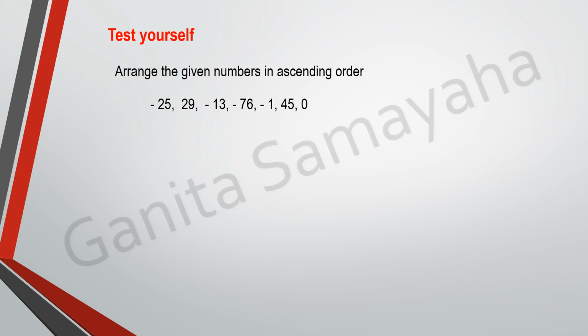So -76 and then the next one will be, very good, -25 and then the next one -13. Good. Write it down. Then -1. Good. After that it is easy. 0, 29 and then 45. Good. Let us do one more.